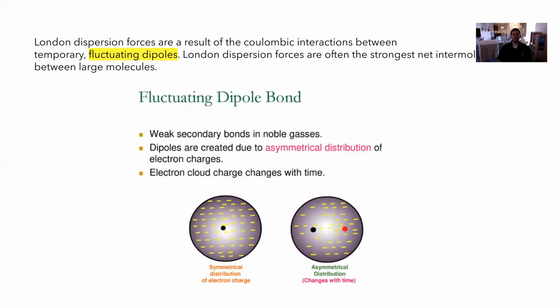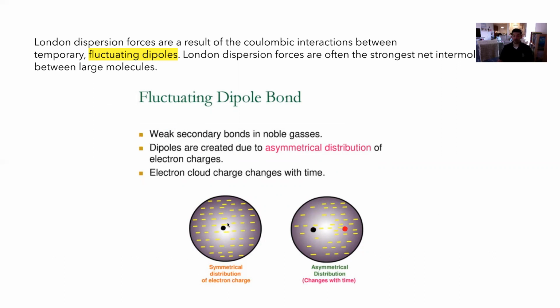So the London dispersion forces, they're named after scientist London. These dispersion forces, they are fluctuating dipoles. They are not permanent dipoles. They are fluctuating, and all molecules display London dispersion forces. All molecules have some fluctuation in their electron cloud.